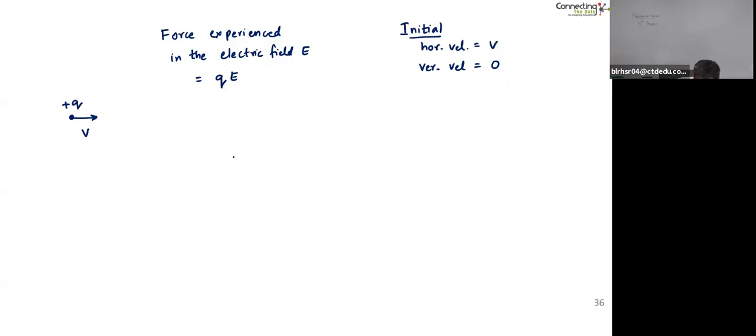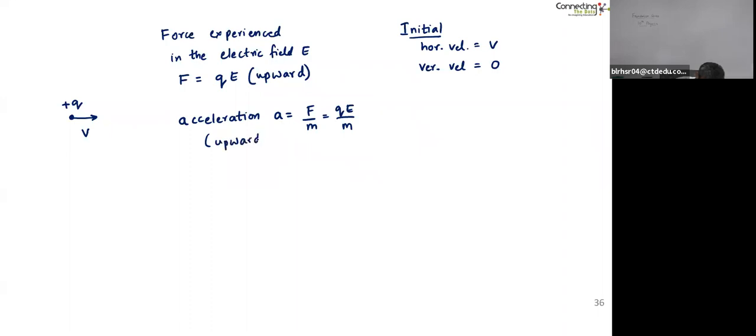So what is the acceleration of the charged particle? The acceleration A is force by mass, that is QE by M. Now the important thing here, and again we go back to Newton's laws, is that there is a force exerted in the upward direction because the electric field is in the upward direction. There is no other force acting on it. So the only acceleration it will experience is in the upward direction, because acceleration is always in the direction of the force acting on it. So acceleration also is upward.